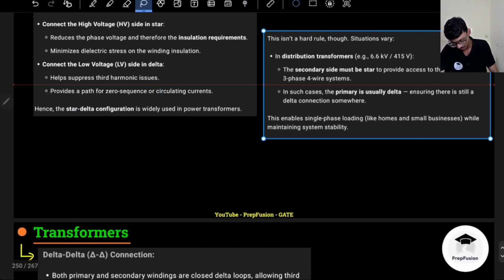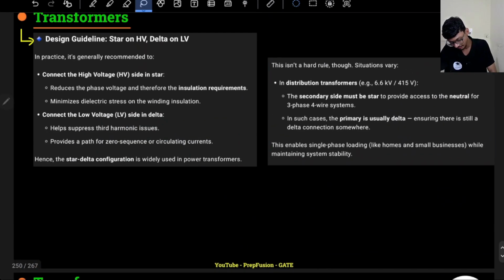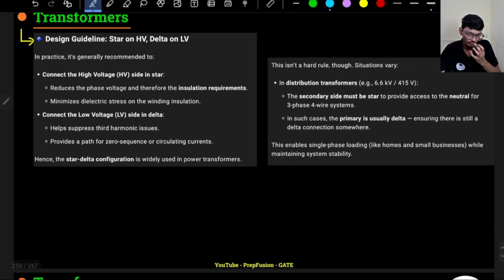This is the case because the rating of the transformer depends on the coil voltages. In case of star, the line voltage is root 3 times the phase voltage, and the phase voltage is the voltage across my coil, correct?